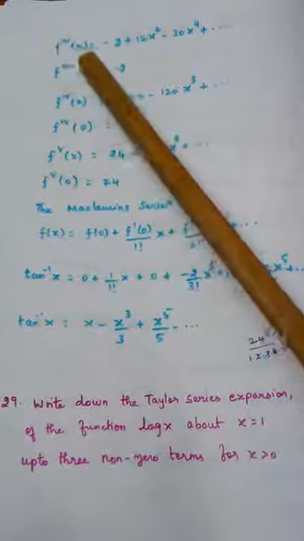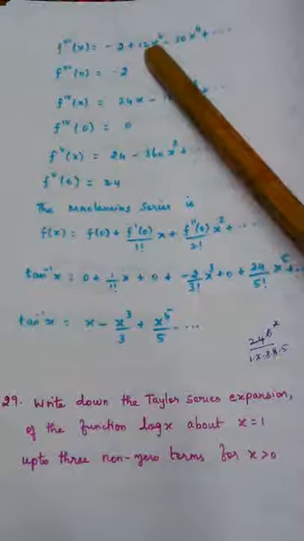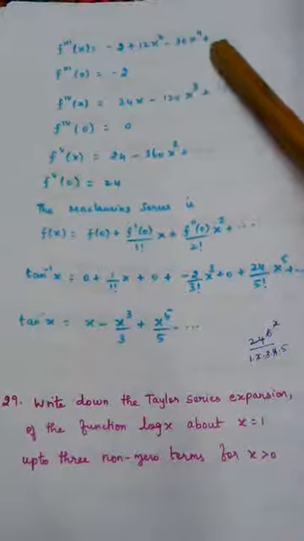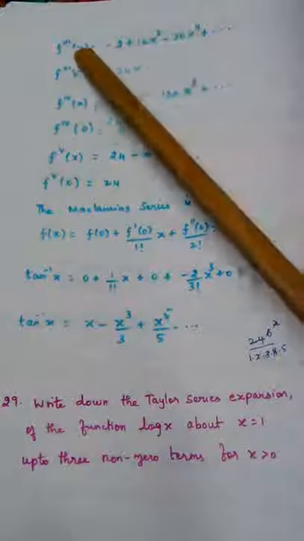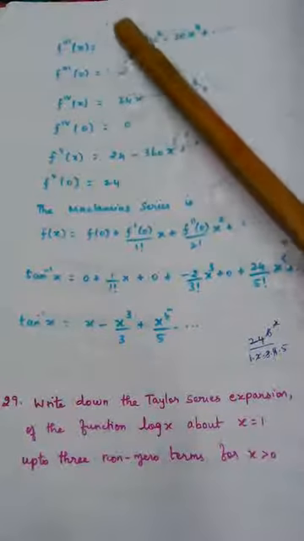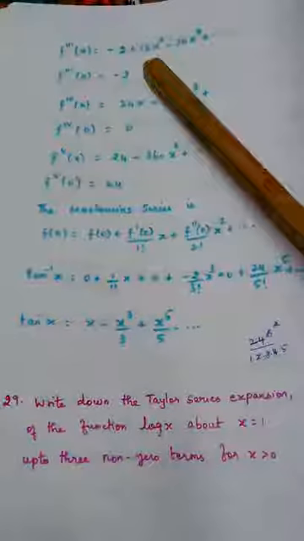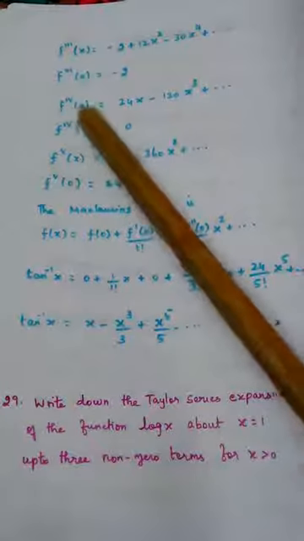So what I said that I have written here, f triple dash of x is this: minus 2 plus 12x power 2 minus 30x power 4 plus etc. Replacing x by 0, from the second term everything will become 0, only minus 2 remains. So we got a value here. So 2 values now we got. We need one more. So going for the next differentiation.